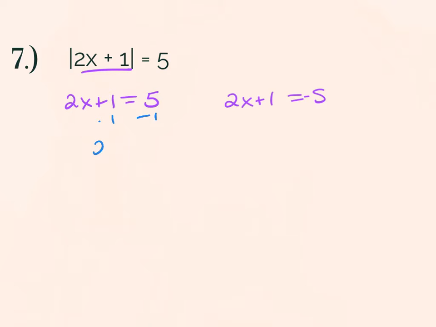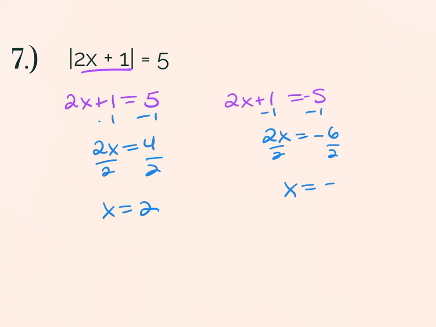Subtract the 1, 2x equals 4, divide by 2, and x equals 2. That's one answer. Subtract the 1, 2x equals negative 6, divide by 2, and x equals negative 3. Make sure we did this right. Take the 2, plug it in.